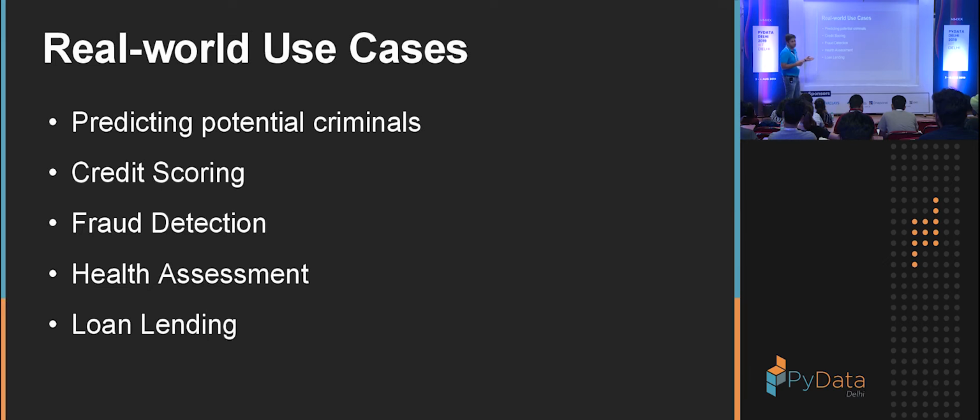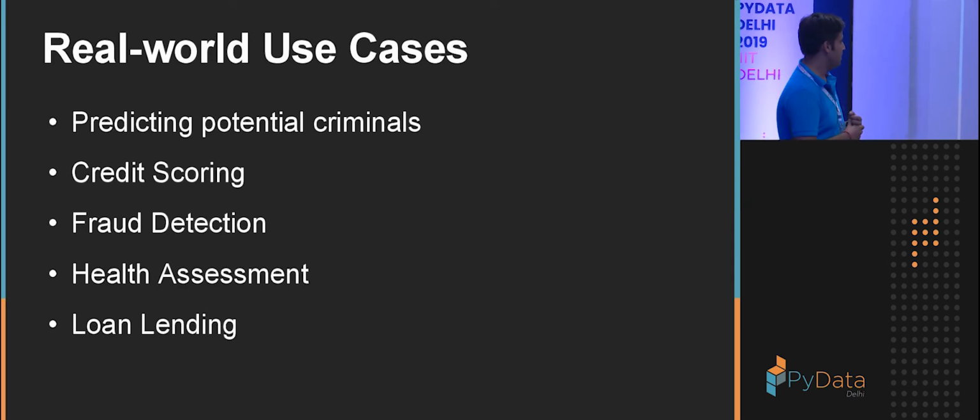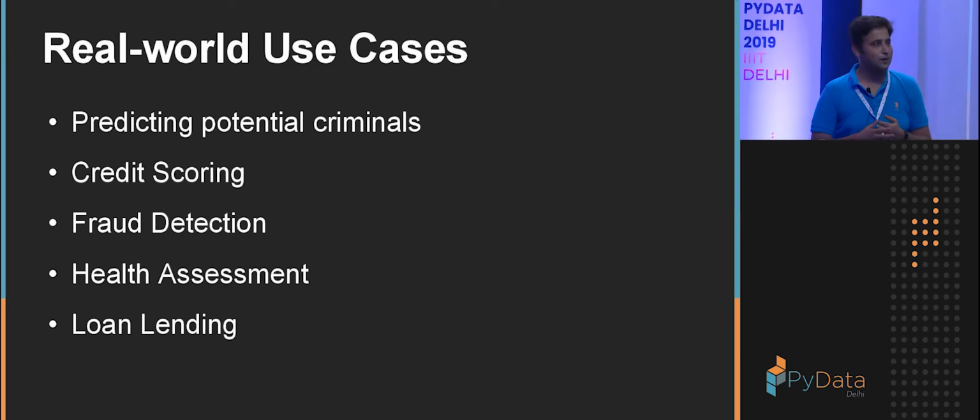Health assessment. If your health data is provided to a certain model and it says you have cancer, you would like to find out specific details about why you have been diagnosed with that particular disease. Loan lending. If a loan has been denied to a particular customer, he would like to know what the reasons are. And even laws like GDPR force you to do so. It has started in certain countries.